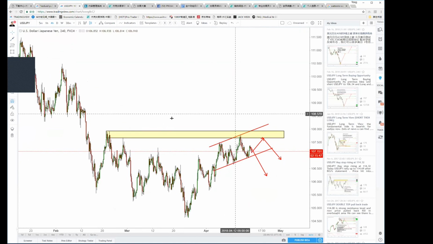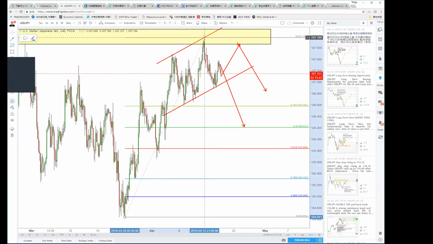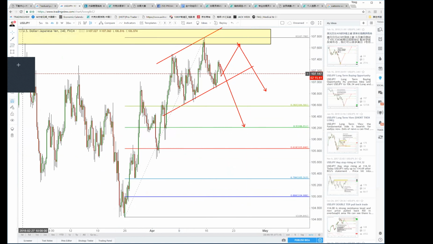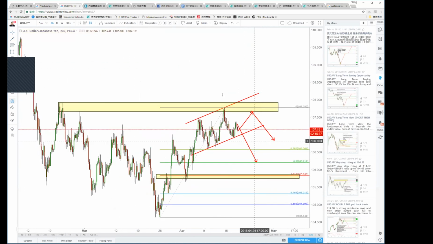I'm not so bullish on dollar yen because I won't say it is a good time to buy. Typically I will wait for the 618, just like dollar CAD. I will wait for the price to come back to 105.84. So be prepared, dollar yen may move down to 105.84. All right, good. I think that's all for today.